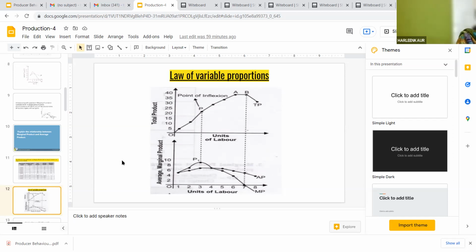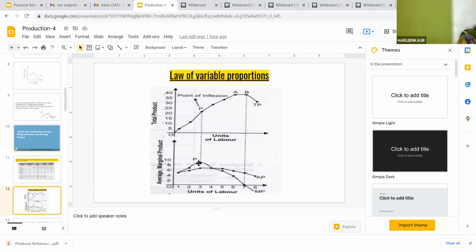Let's understand about total product. First it increases at increasing rate. Then it will reach the second stage, where it will increase at diminishing rate. And then it will start falling. This is our point P. We will call it the point of inflection.